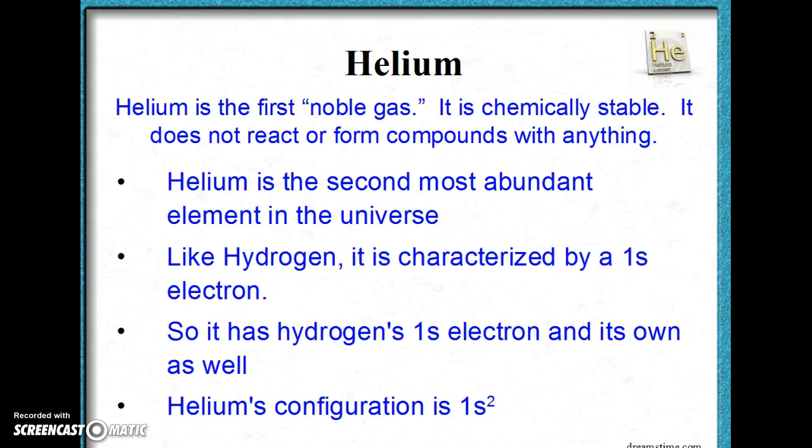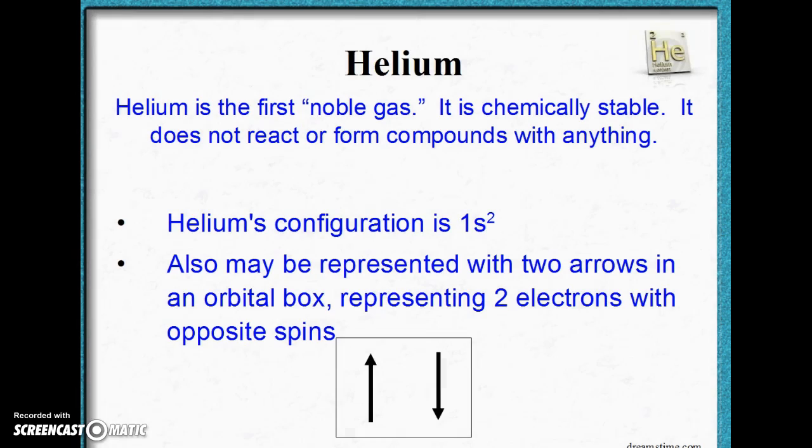Now helium is the second most abundant element in the universe, and its special electron is also a 1s. So it has the 1s that we're familiar with from hydrogen, and it has its own 1s. Therefore its configuration is 1s2. It also may be represented with the box and the arrows. In this case, there will be 2 electrons with opposite spins.